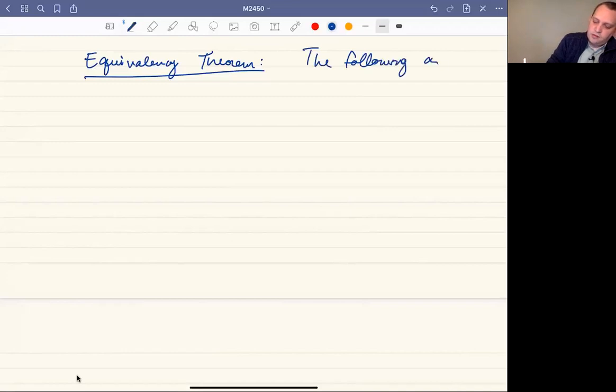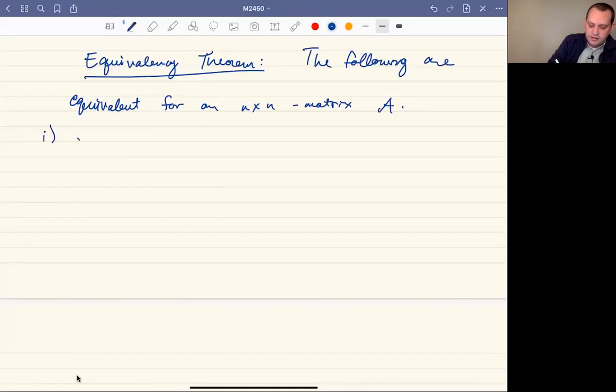So the following are equivalent for an n by n matrix A. And so the first thing is that the determinant of A will be non-zero.